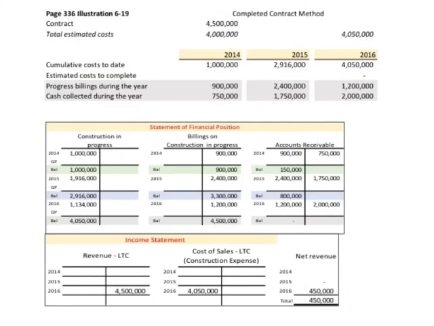Some long-term contracts really have only one critical event, and that occurs when the contract is complete. And so, of course, in those cases, you would use the completed contract method.